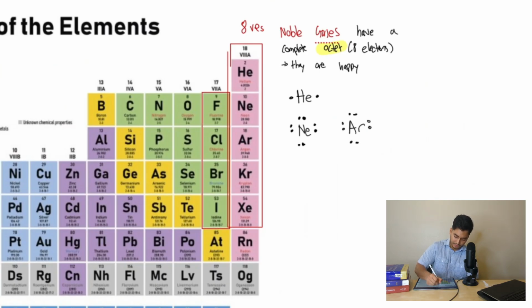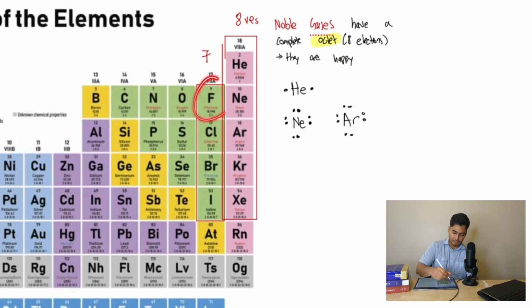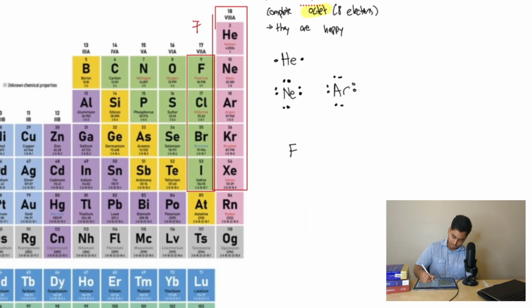Okay, they're going to have 7 valence electrons. For example, fluorine is 1 less than 8, so that's 7. So we're going to draw an F with a total of 1, 2, 3, 4, 5, 6, 7. So that is fluorine with 7 valence electrons. Chlorine is also a halogen.